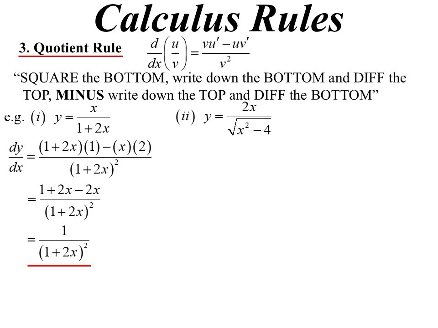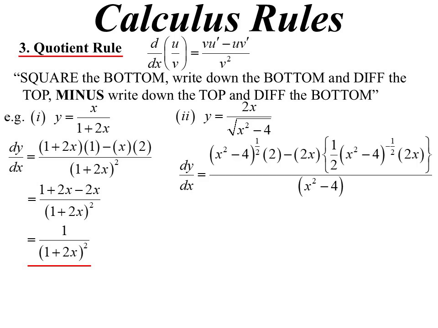When I get something like this, 2x on the square root of x squared minus 4, well, the first thing I do is square the bottom. But when I square a square root, it just becomes power of 1. Write down the bottom. But in this case, you'll notice I put it in index form because I know later I'm going to differentiate that, and I'll need it in index form anyway. Write down the bottom, (x squared minus 4) to the power of a half. Diff the top, I get 2, minus write down the top, 2x.